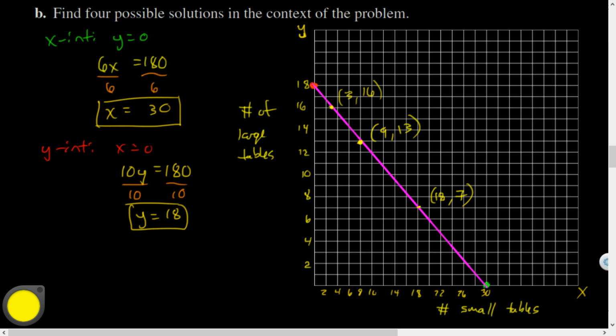All right, so obviously I could just buy all small tables, 30 and 0 large tables, or I could buy all large tables. So 0 small tables, 18 large would be a solution. And so that's what those solutions represent, and that's how we would end up having these work out.